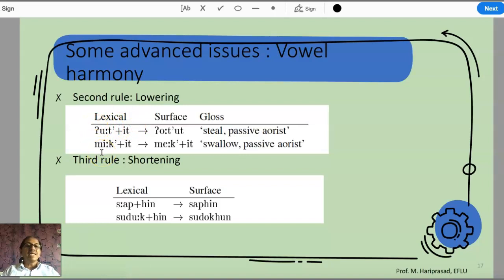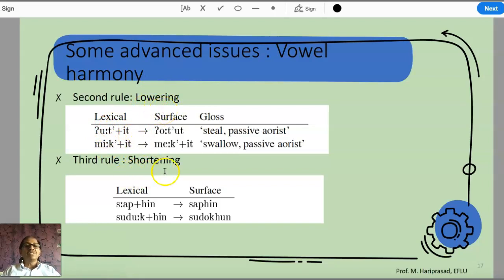So look at this. Meek, E is front, high, unrounded. Front, high, unrounded. E. And you have E here. Right? Now what happens is E becomes A, right? Lowered. The vowel is lowered. You can just pronounce both. A is lowered. So the vowel in the stem gets influenced by the suffix and gets lowered. That is called the lowering rule.